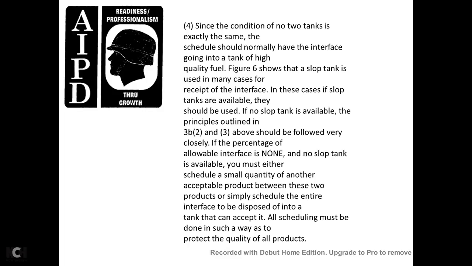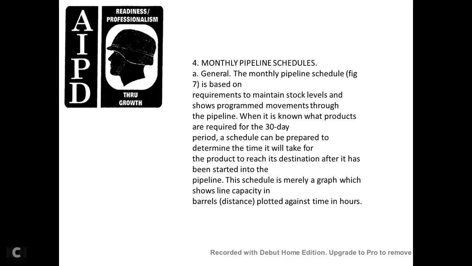If no slop tank is available, you must either schedule a small quantity of another acceptable product between these two products, or simply schedule the entire interface to be disposed of in a tank that can accept it. The schedule must be done in such a way that it protects the quality of all the products.